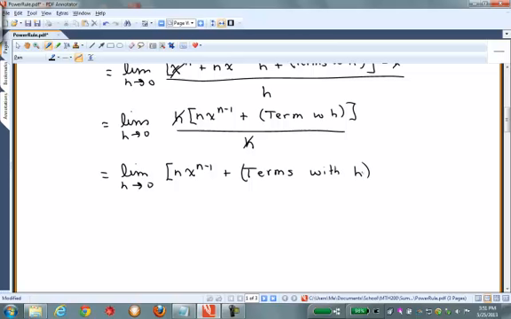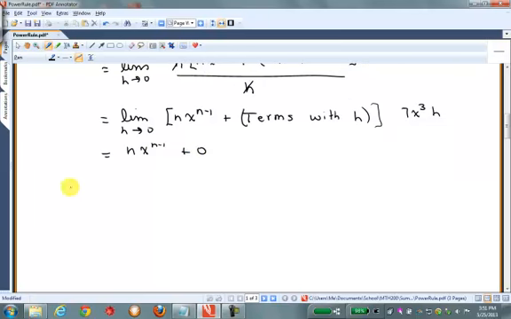Right. Now, because all these terms have h in them, they all might be something like 7x to the third times h, or whatever. If I let h go to 0, what happens to that term? Since it has an h in it, the term goes to 0. So all of these terms in back here will go to 0. So I'll be just left with n times x to the n minus 1 plus 0.